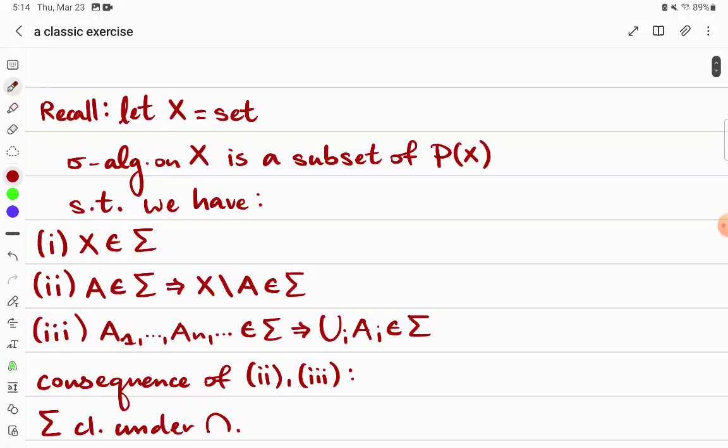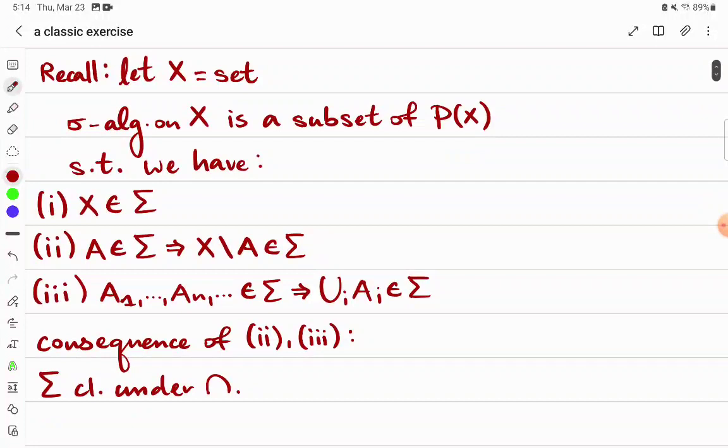So let's recall, for X any set, we define a sigma algebra on X to be a set of subsets of that set X, that is, a subset of P of X, where P denotes the power set, such that sigma follows the following three axioms. The first is that the whole set X is in the sigma algebra. The second is that the sigma algebra is closed under taking complements, that is, if we have A in sigma, then X minus A, the set complement relative to X, is also in sigma. And the third axiom states that sigma is closed under countable unions.